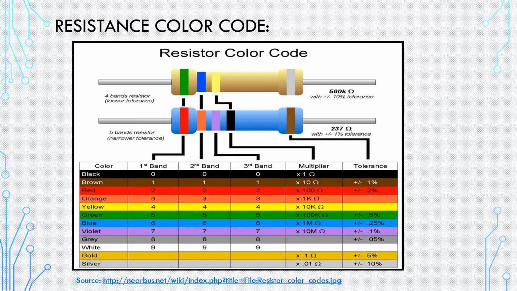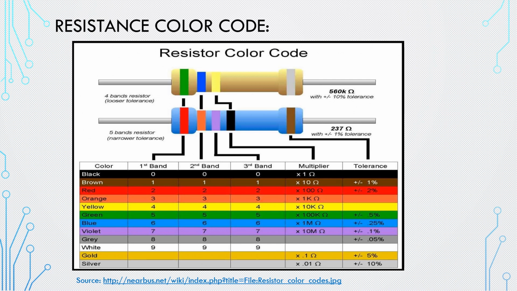Color code is a very simple, basic way to know the value of the resistor. This is the typical shape of the resistor. It is cylindrical and made of ceramic material. This is going to insulate, isolate the current. That's why we use a resistor to limit the amount of current, and it has some colored strips on it.